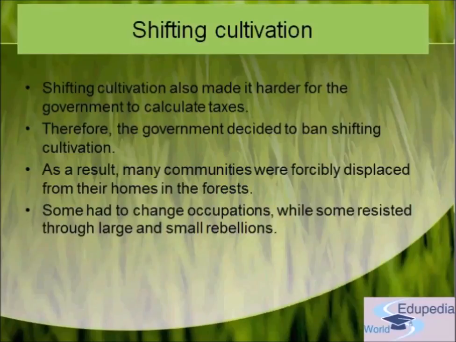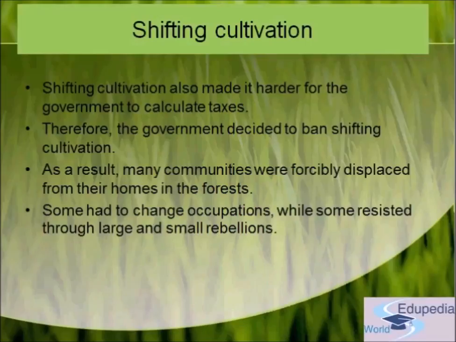Shifting cultivation also made it harder for the government to calculate taxes. So they were not able to collect taxes from the people, as it made it harder for them to calculate it. So that was another reason why they considered this practice as harmful, and they banned it. Therefore, the government decided to ban shifting cultivation.